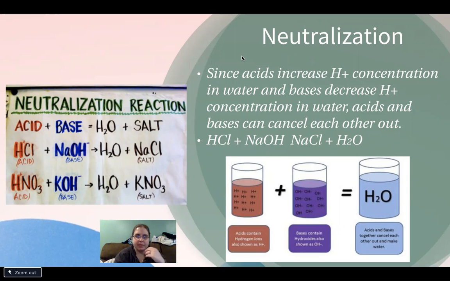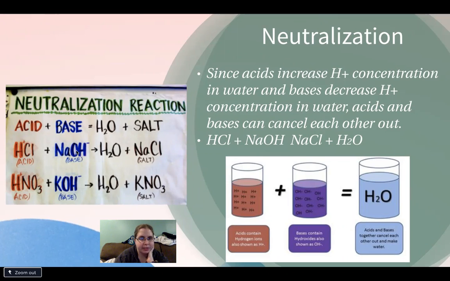I don't know why the little equal sign didn't show up. I apologize for that. Sometimes weird things occur when I go from PowerPoint to Prezi. So HCl plus sodium hydroxide, so that's an acid plus a base, the products we can see will make sodium chloride plus water.